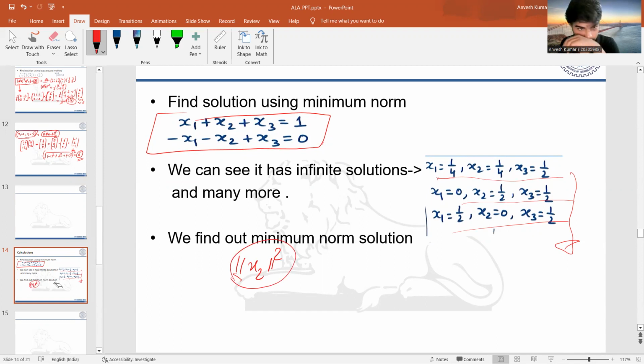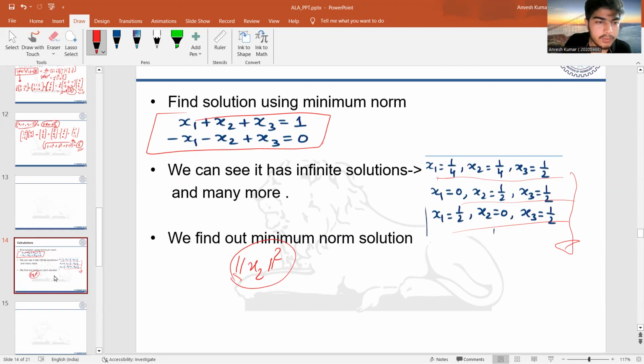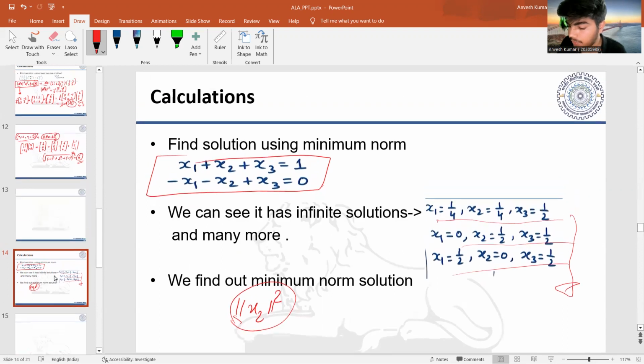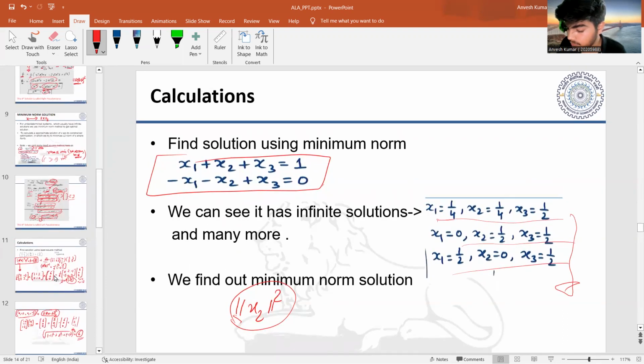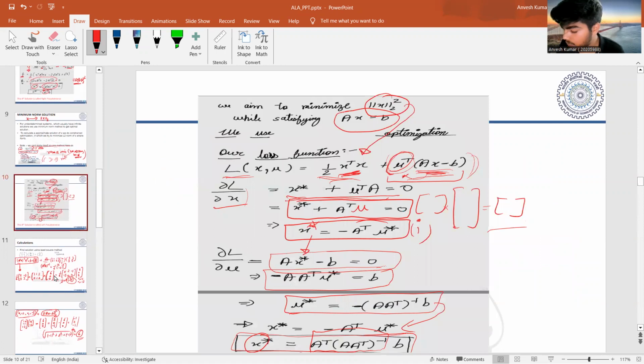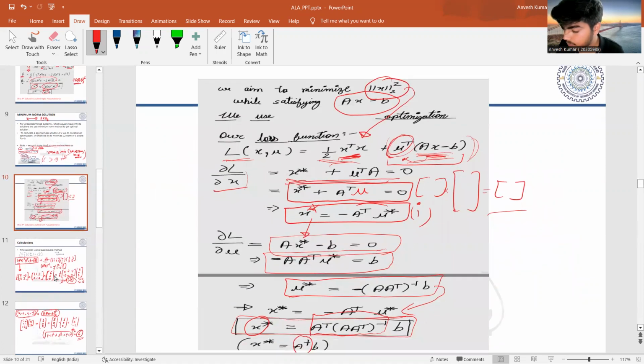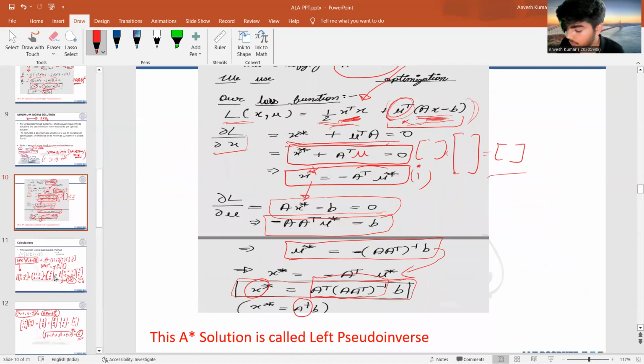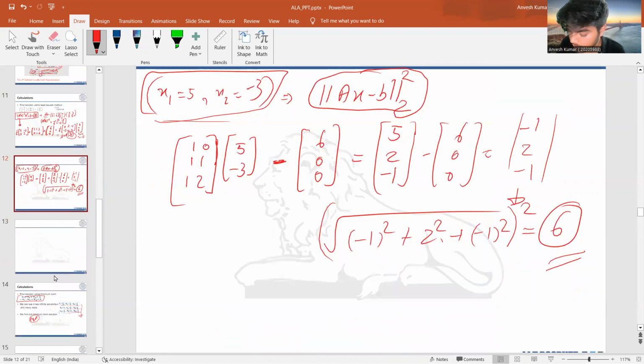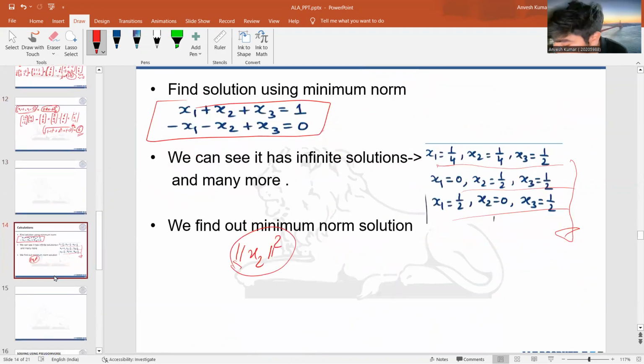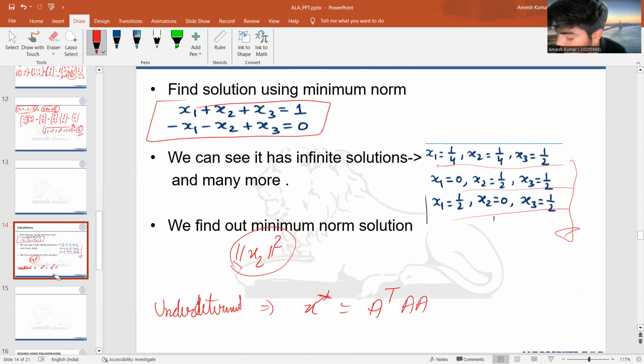How will we do that? We will do that by using the formula that we have derived. What was that formula? For underdetermined systems, our minimum norm x comes out to be A transpose, A A transpose inverse, multiplied by B.